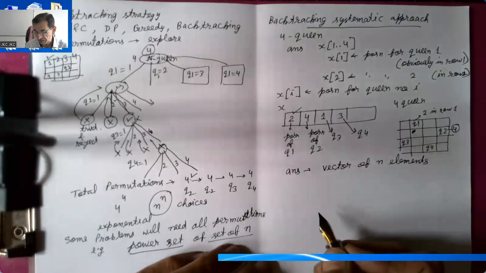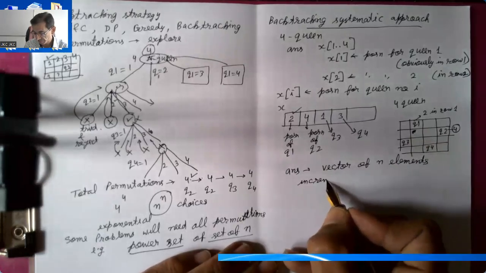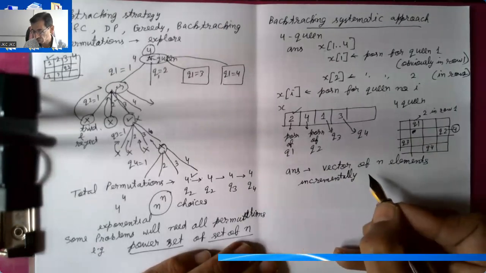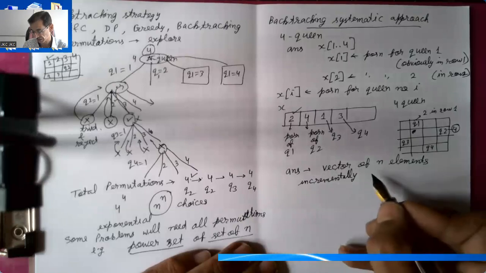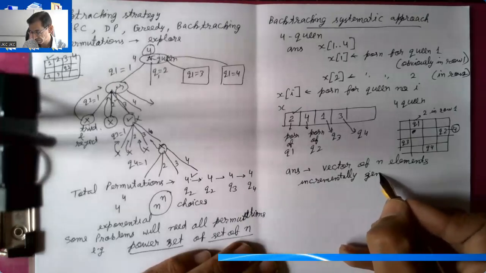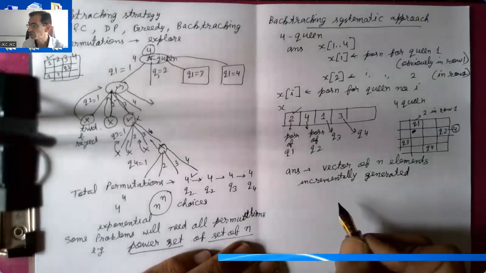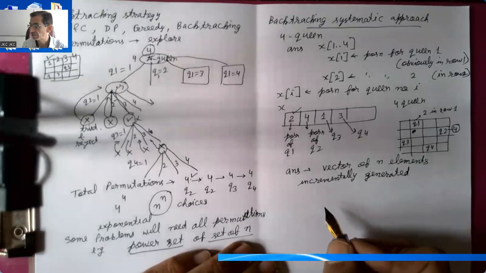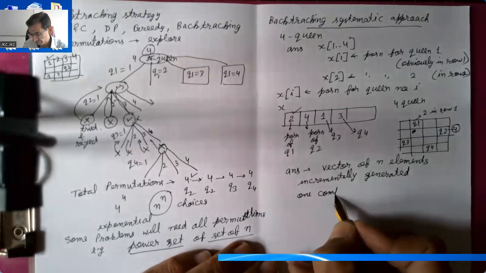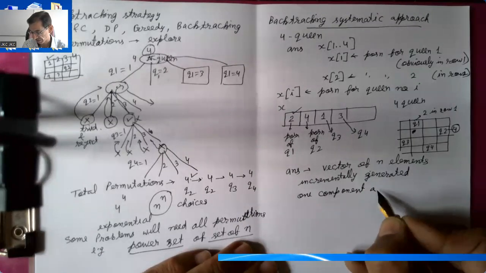But how is it being generated? I am generating it incrementally. That's the beauty of the algorithm. And that's how backtracking will automatically work in this case, incrementally generated. So my logic says that what I am going to generate is effectively one component at a time, and proceed to explore further.